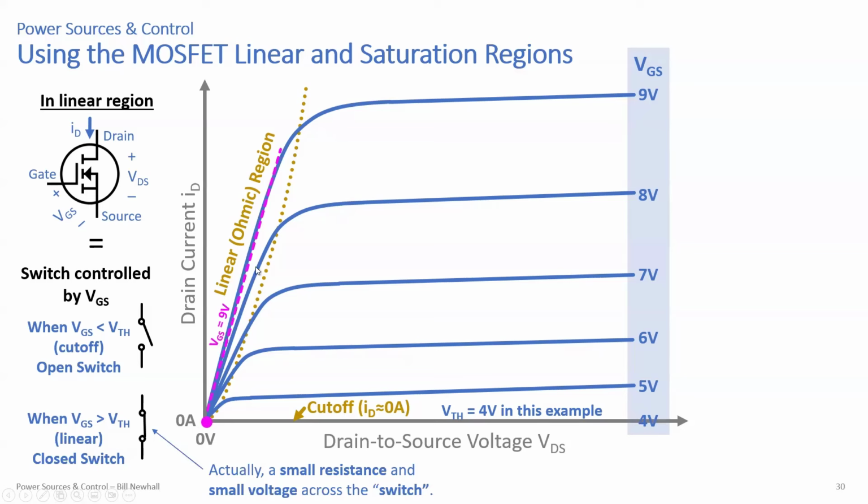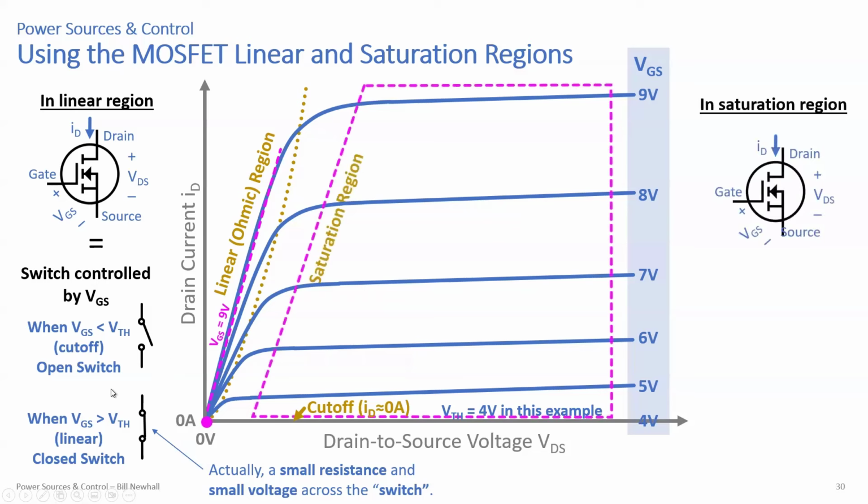And in reality, this isn't a straight up and down line. It has a finite slope. So in reality, there's a small resistance and there's a small voltage across this, quote, switch. That's that RDS value, the drain to source resistance there. But you can see how you have a switch that's either open or a really small resistor, just like a real switch has a really small resistance, probably less than this, but it acts just like a switch.